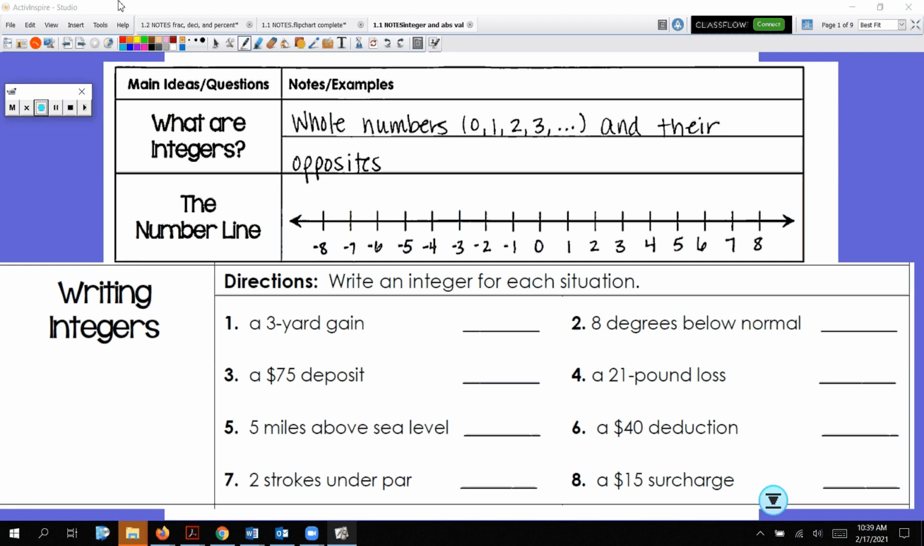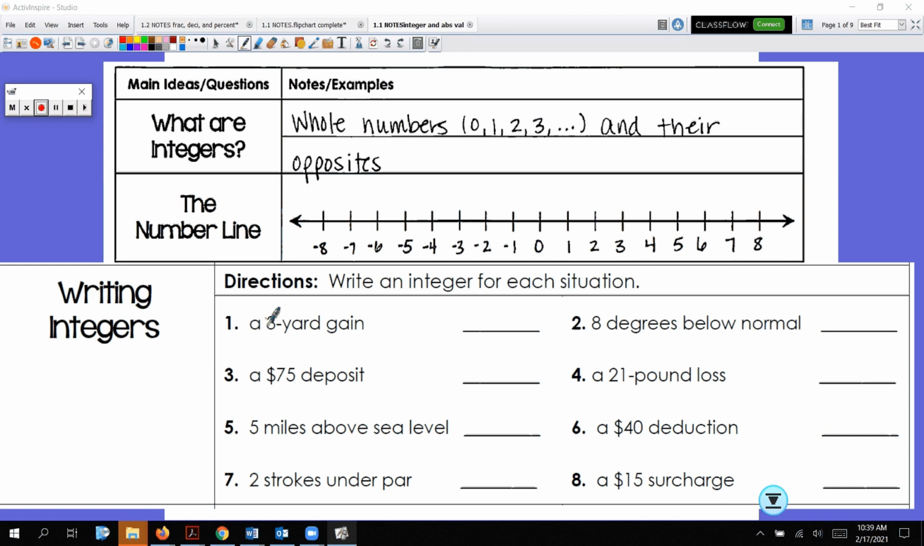So first off, we want to define what an integer is. An integer is a whole number and their opposites. Whole numbers are always to the right of 0 on the number line, and their opposites will be to the left of 0. So integers are positive and negative numbers with no decimals, and 0. That is the definition of an integer, okay? So we can clearly see them on the number line.